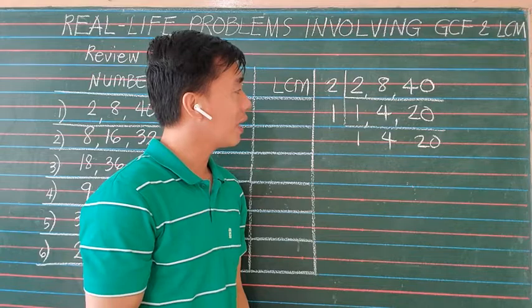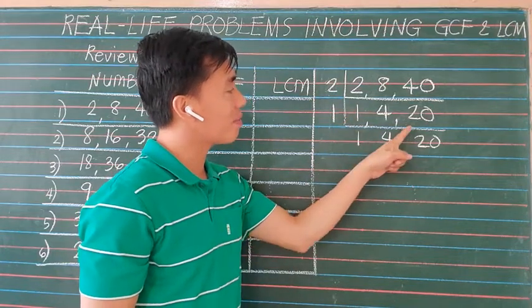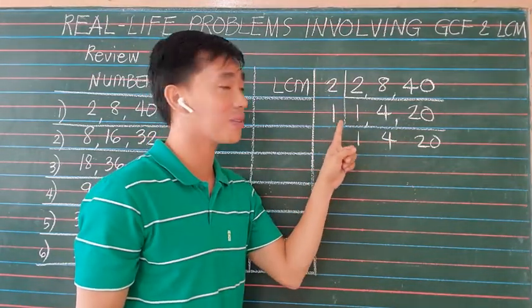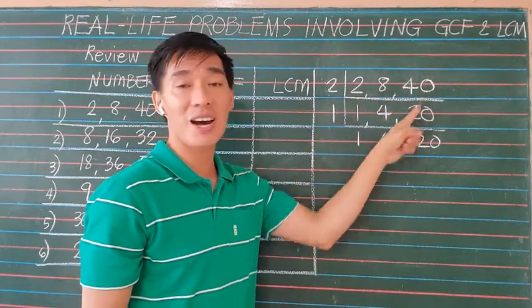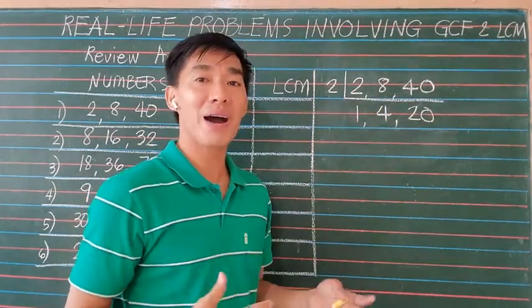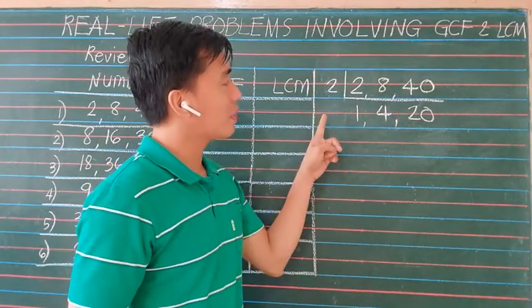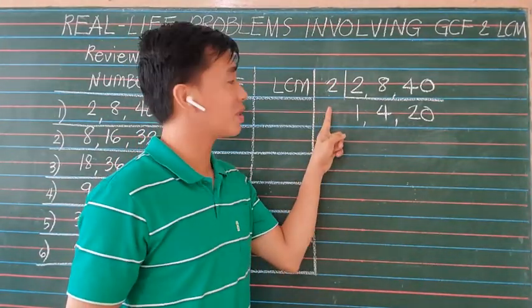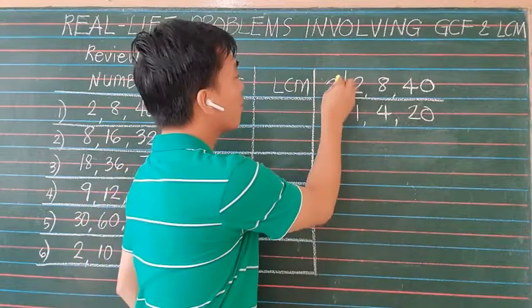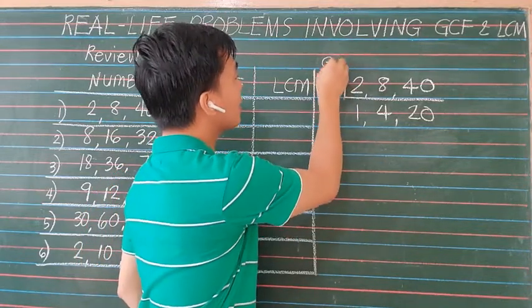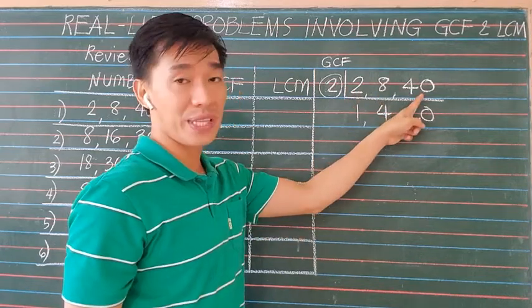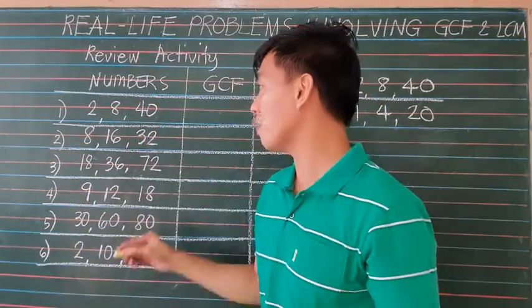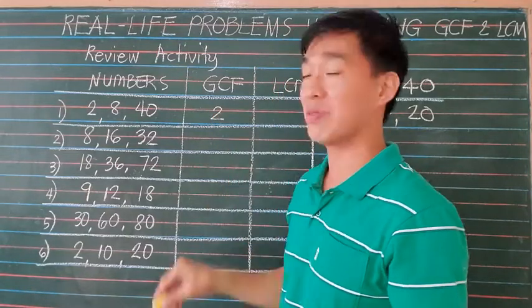So for now, we will stop it here because there's no other common factor than 2 which could divide this set of numbers. Going back, it simply means that because there's no more common factors to the three of them, therefore this is the GCF of 2, 8, and 40. And that will be your answer for number 1, their GCF is 2.